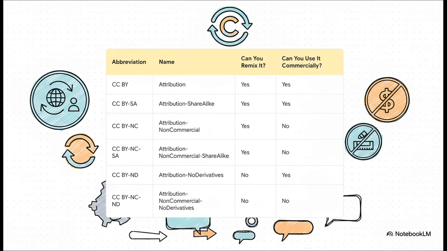At the very top, you have CC BY. That's the most open license. The only rule? Give credit. That's it. From there, we start adding restrictions.